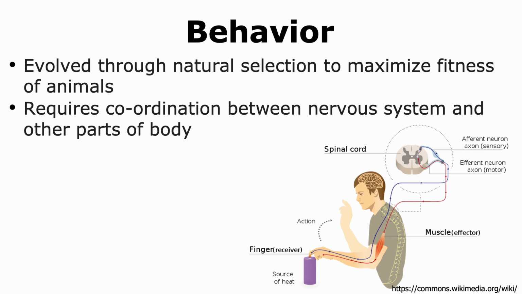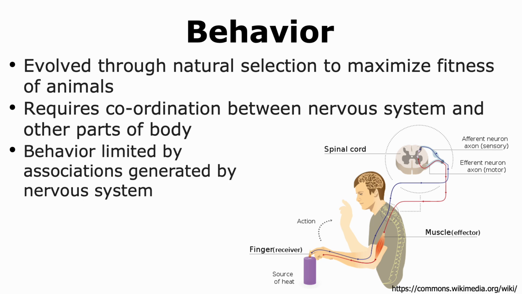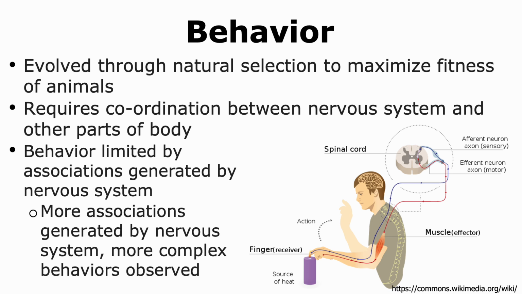For example, if we consider an individual who has brought their hand or finger close to a flame, the heat generated from the flame is then sensed by the nervous system of that individual. The nervous system then passes this information to the muscles of the hand that allows the individual to move their hand and fingers away from the flame. Thus, we are able to see a coordination between the nervous system and different parts of that individual's body. Behavior is limited by the associations that are generated by the nervous system. And the more associations that are generated by the nervous system, the more complex behaviors are observed in the animal.